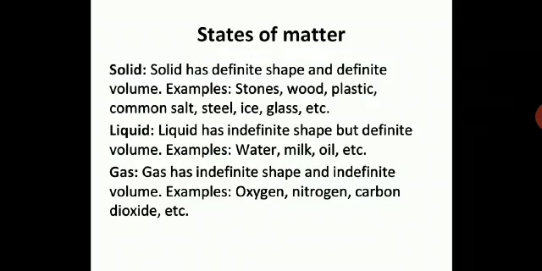Now states of matter, we have seen three states of matter: solid, liquid and gas. So let us see some examples here. Solid has definite shape and definite volume. Examples: stones, wood, plastic, common salt, steel, ice, glass, etc. So solids have a definite shape and definite volume. So all these examples, they have definite shape and definite volume, isn't it, children?